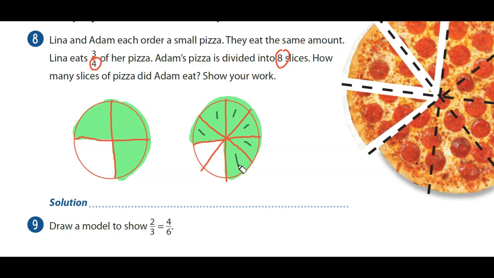So how many slices did Adam eat? 6 slices. Okay, 6 slices. 1, 2, 3, 4, 5, 6. 6 slices. Yes? No?